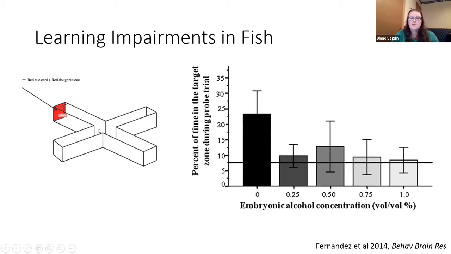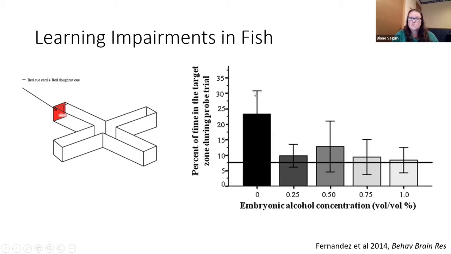So they look at how much time the fish spends in this target area, right beside the probe where the food would be, to see if the fish learns this association task. What we see on the graph, this horizontal bar here represents chance responding. So we see in our control animals, they're significantly above chance spending time in this correct region. So we're seeing that, yes, they are learning the association between the probe and the food reward. But if you look at every single concentration group, they're not showing above chance performance levels for this task. So they're not learning the association between the food reward and the arm on this particular maze.